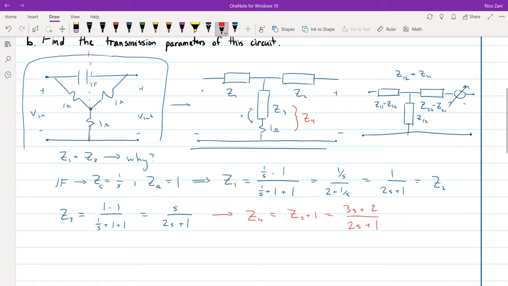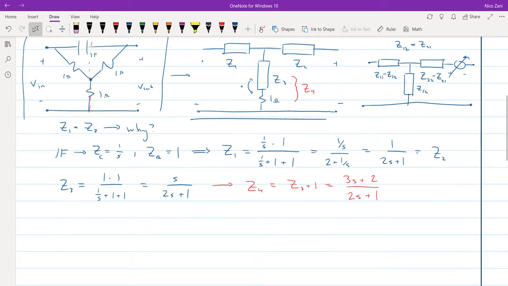Okay. Any questions so far? This is just converting this into a circuit that looks like this.